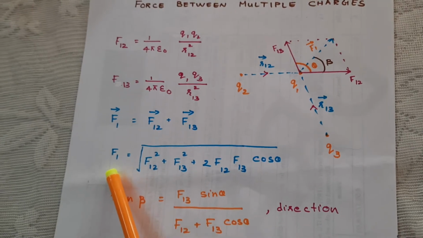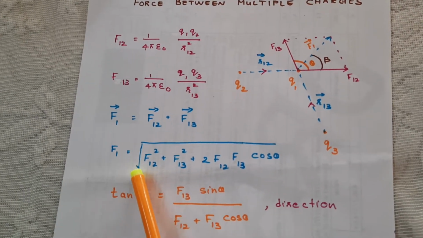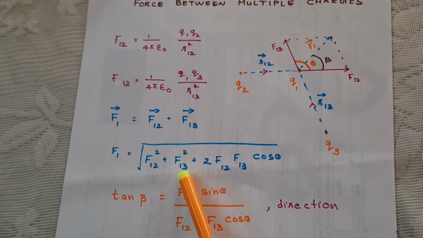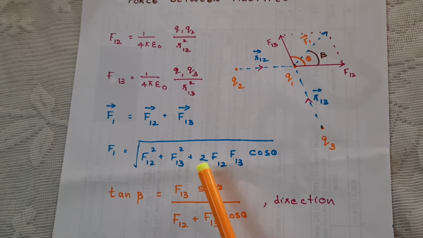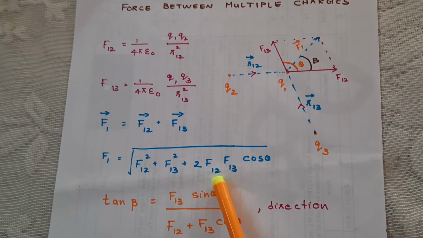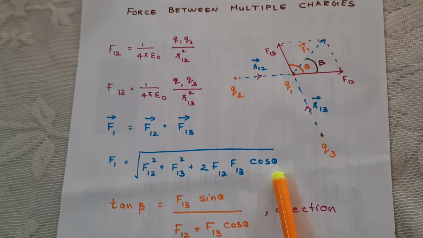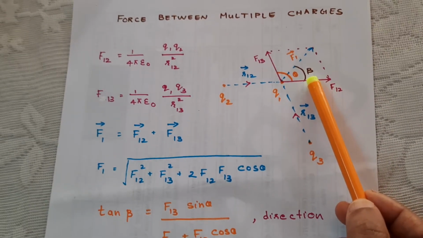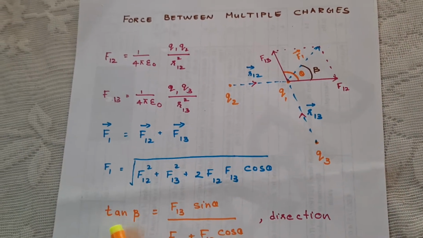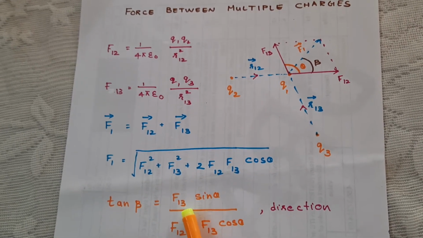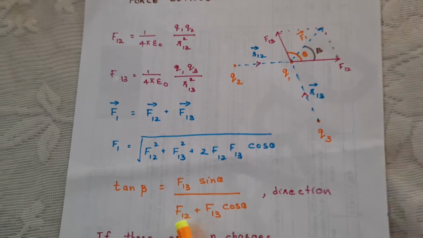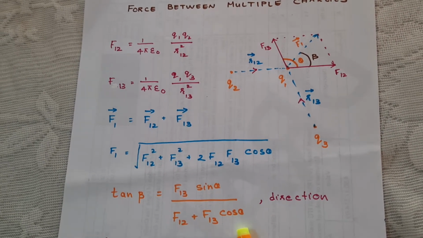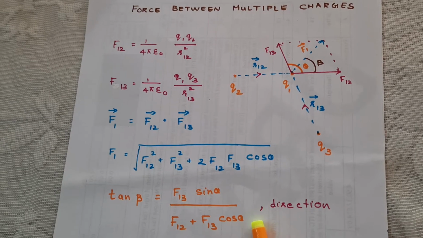The magnitude of the resultant force F1 is equal to root of F12 square plus F13 square plus 2 F12 F13 cos theta. And direction is given by the angle beta, where tan beta is equal to F13 sin theta by F12 plus F13 cos theta according to parallelogram law.